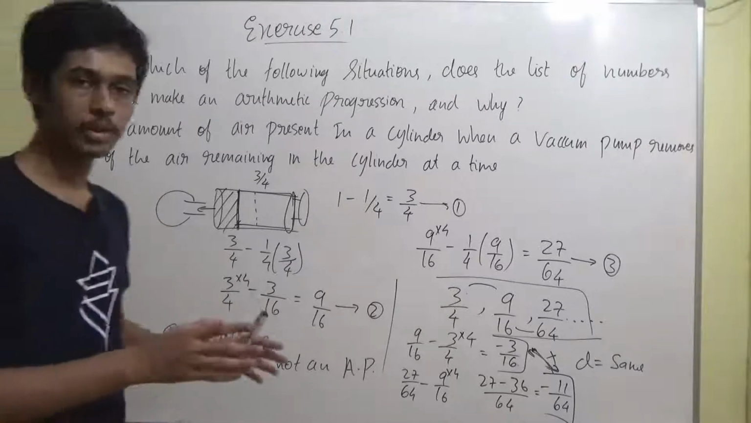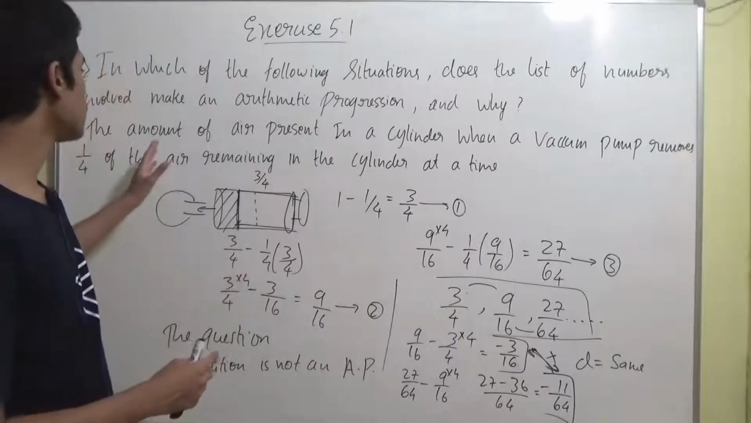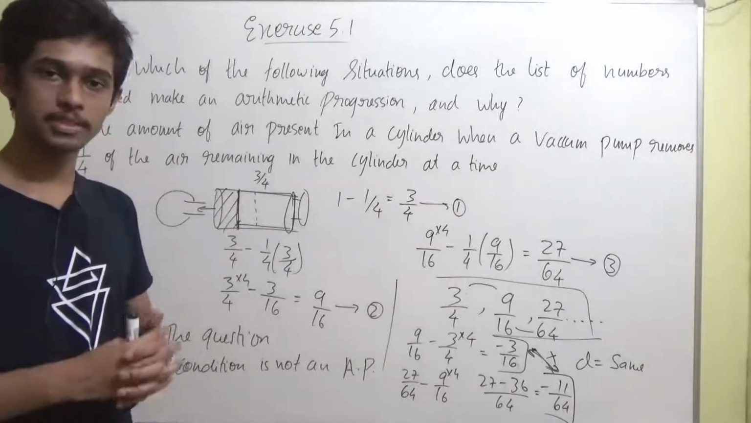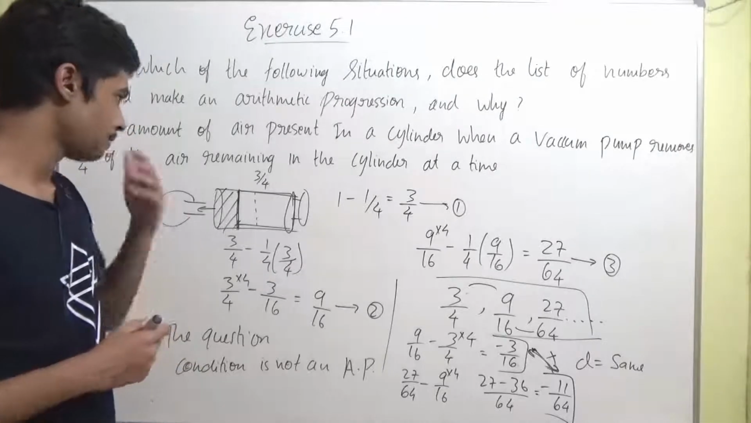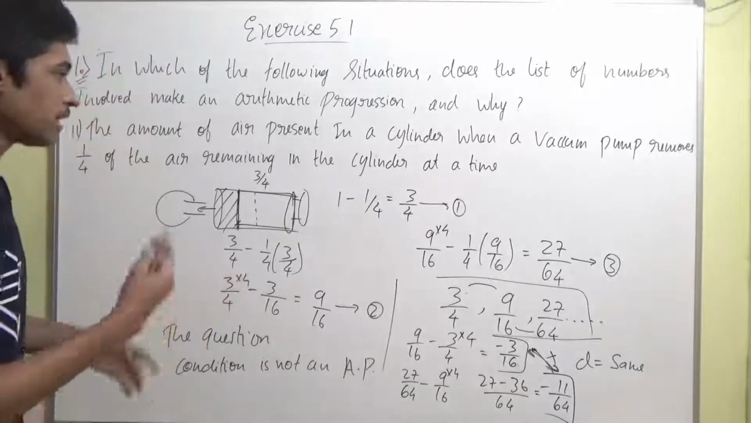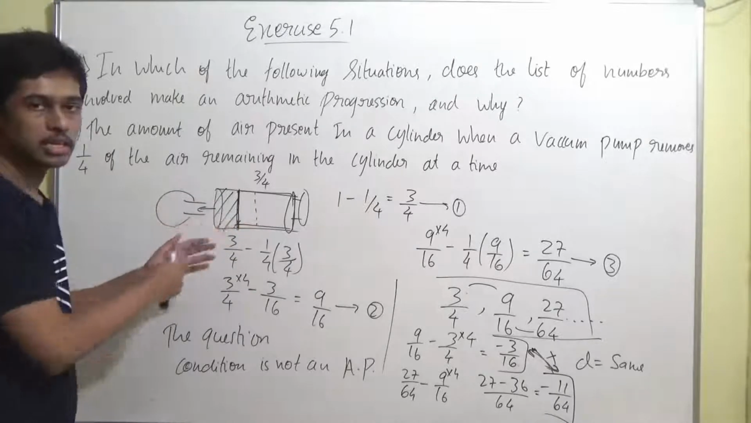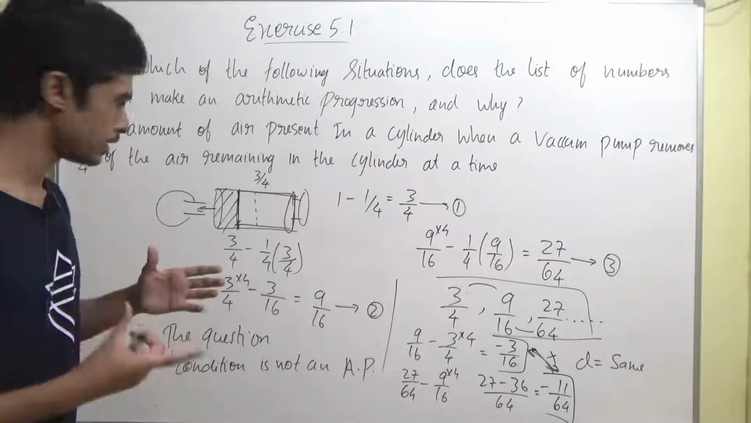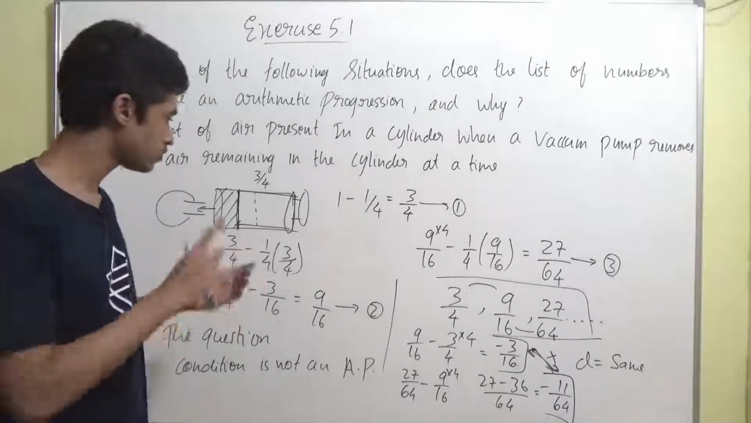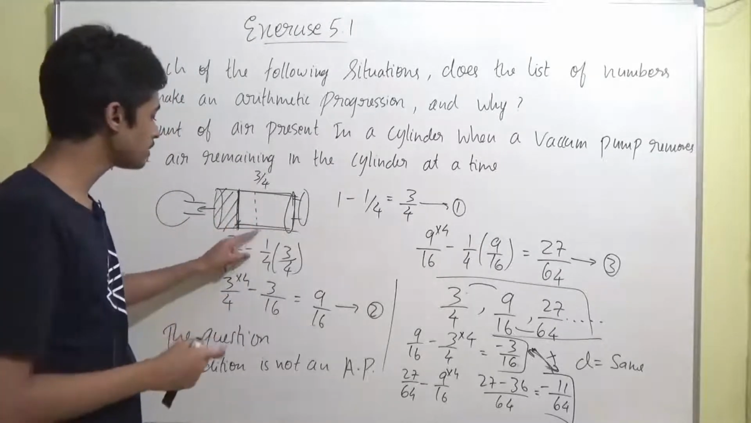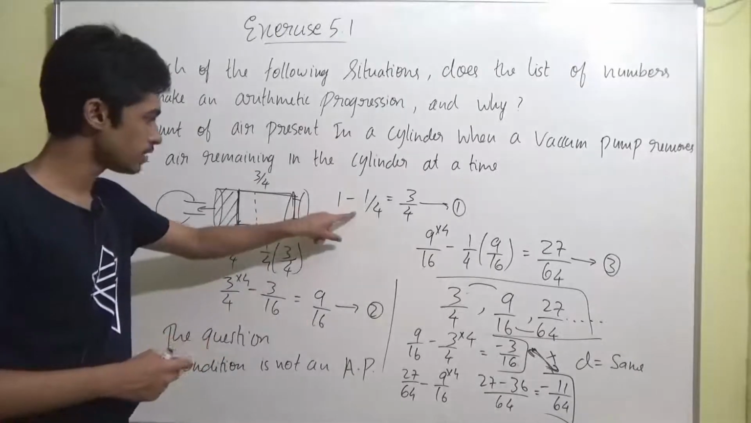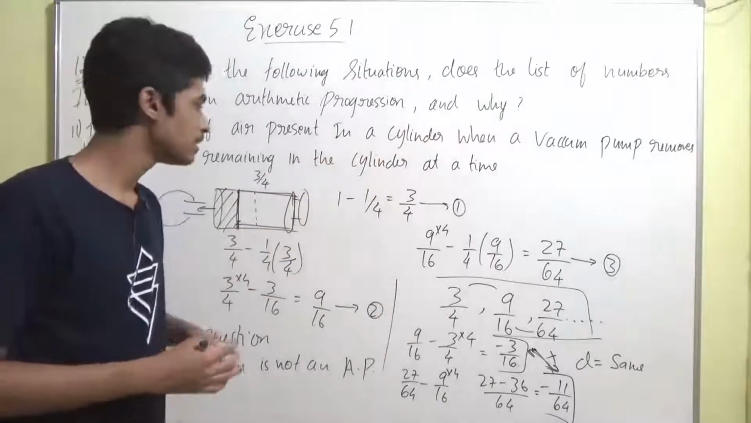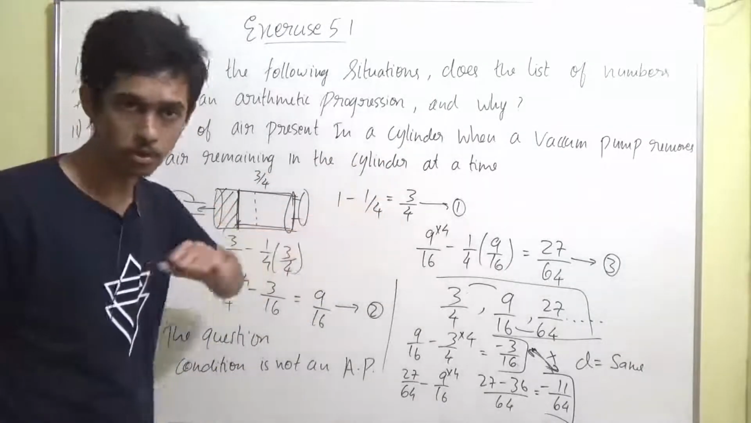Okay guys, I'll just give a quick glance at what we did. They're saying the air present in a cylinder is removed, 1/4 of its presence every time, right? At a time and every time. So first, the cylinder is completely filled with air. If you consider one whole cylinder as 1, you're going to subtract 1 by 4 from it to get the air remaining after the first suction of the vacuum pump. That will be 1 minus 1 by 4, equal to 3 by 4.